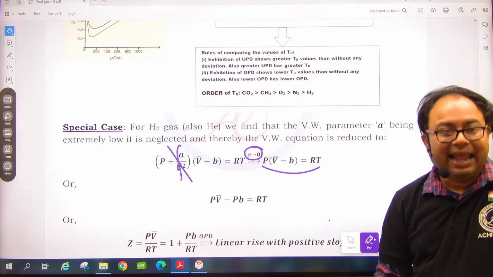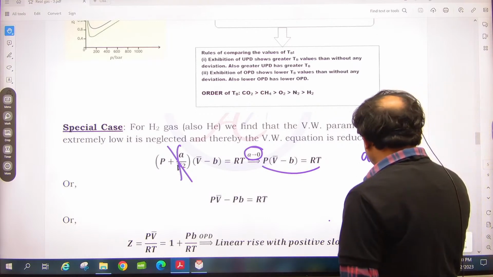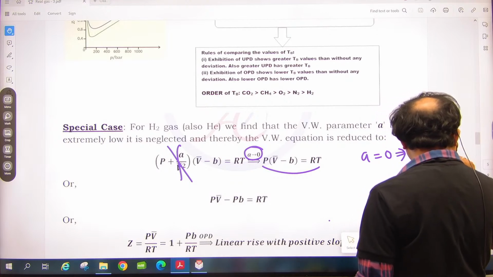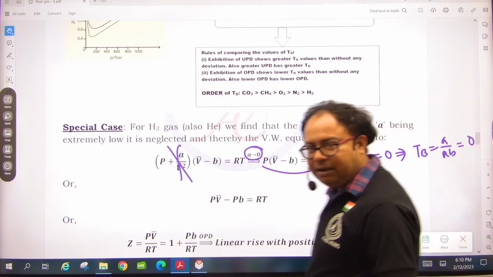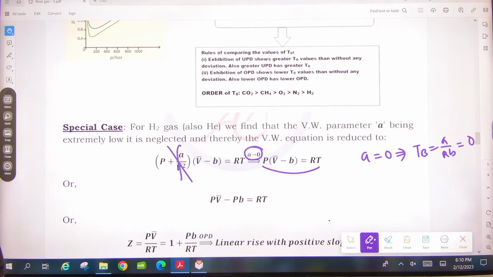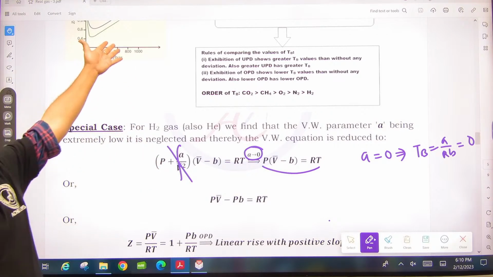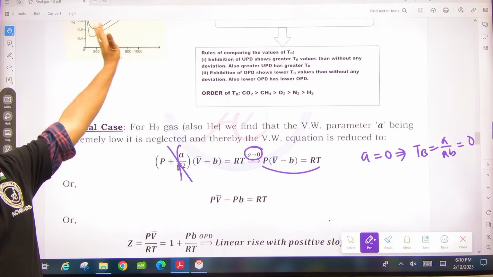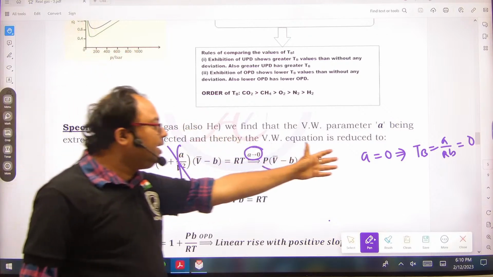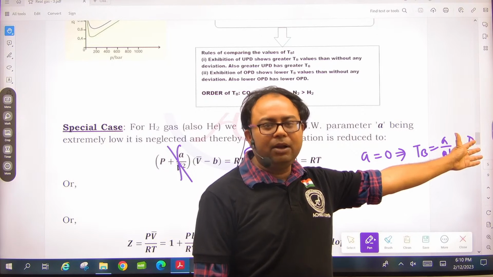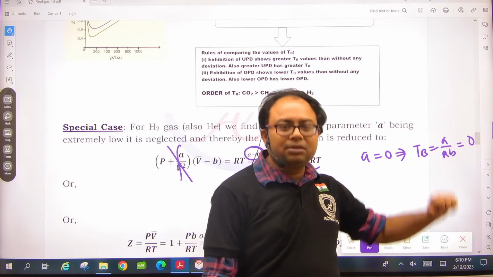Again, if a is equal to 0, then what is the value of TB? TB is a by Rb. I have already deduced this in the previous lecture. So that is also equal to 0. So the Boyle temperature of hydrogen is 0. It's very low. We have also found it in the previous example. The Boyle temperature of hydrogen is extremely low, almost tending to 0. You can say it's lowest because Kelvin temperature cannot be lower than 0. So it's lowest.